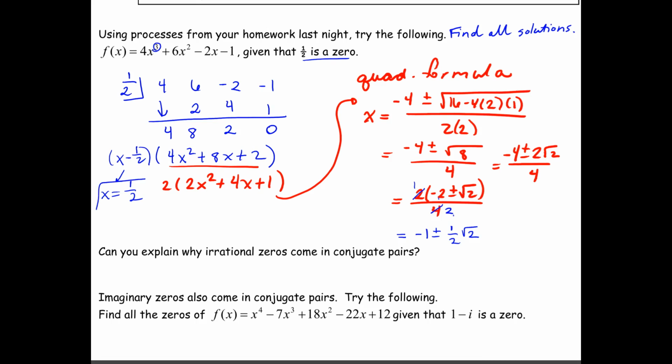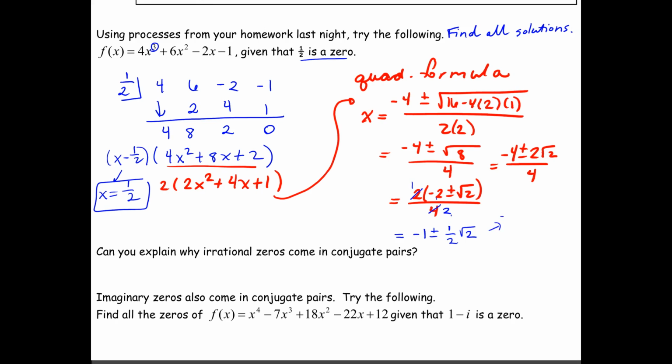You're right. We have x equals 1/2, which is a rational 0. This we could have found from the rational 0 theorem that you guys used in yesterday's homework. And these 2, what types of numbers are these 2? Irrational. And you could look at it as -1 plus 1/2 root 2 and -1 minus 1/2 root 2.